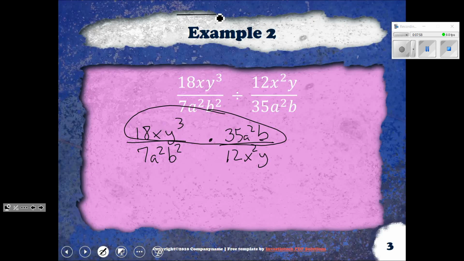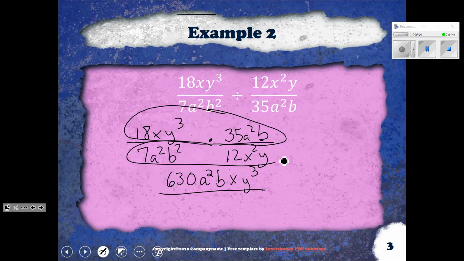18 times 35. 630. Thank you. Use your calculators to help you if you need. How about my variables? What will I have? A squared, b, x, y cubed. Okay? What's going to happen? Like, where do careless errors happen? I like to highlight those so that we don't make them. Where would careless errors happen with this?